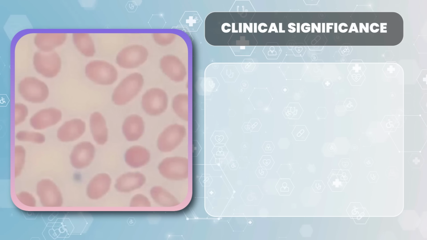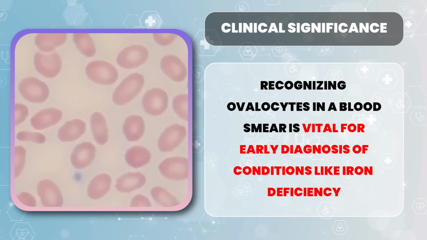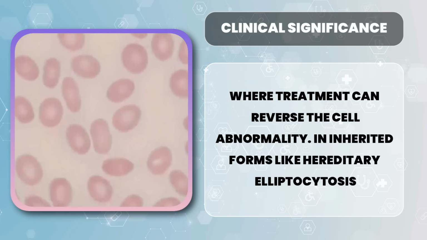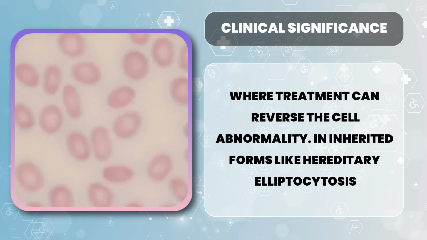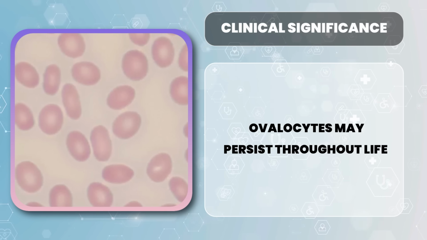Clinical significance. Recognizing ovalocytes in a blood smear is vital for early diagnosis of conditions like iron deficiency, where treatment can reverse the cell abnormality. In inherited forms like hereditary elliptocytosis, ovalocytes may persist throughout life.